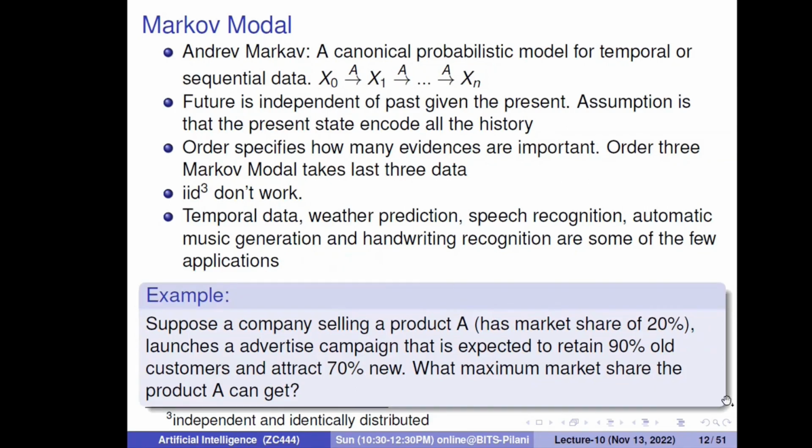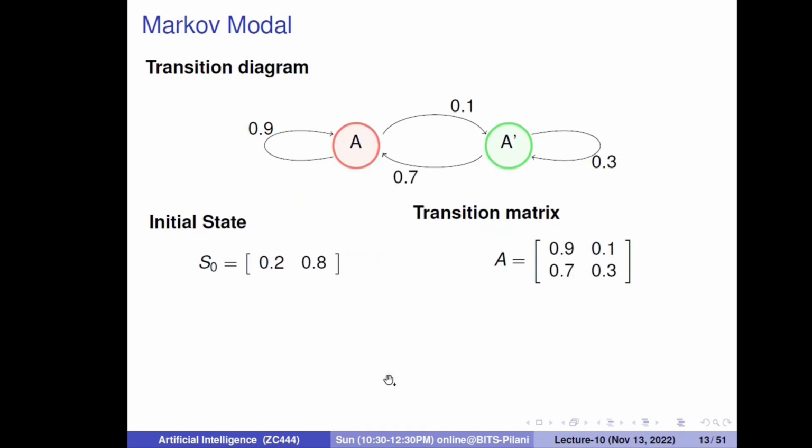So what would be the maximum market share of the product I can get? I can represent it this way: A is the product and A dash is all other products, all other shampoos. 80% of people are purchasing those, and 20% are here. If he launches that advertisement campaign, then 90% of people are going to remain here. Is this line clear? Yes. And of the other people purchasing other products, 70%, or 0.7, are going to purchase this particular item.